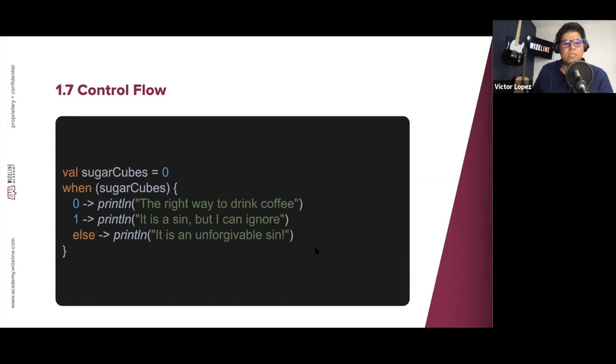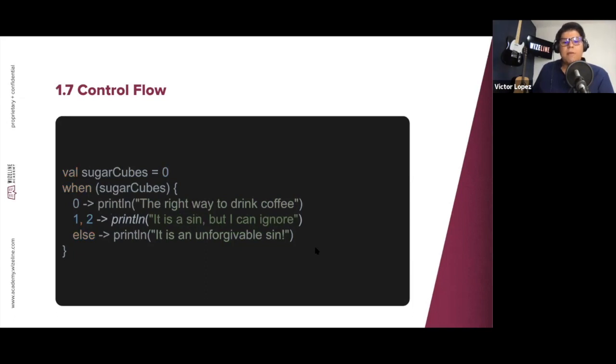The first condition is 0. So if sugar cubes is equal to 0, we will print the right way to drink coffee. If sugar cubes is equal to 1, we will print it is a sin, but I can ignore. And if no condition is met, we will print the else: it's an unforgivable sin, okay?